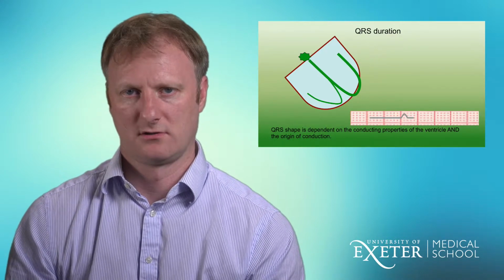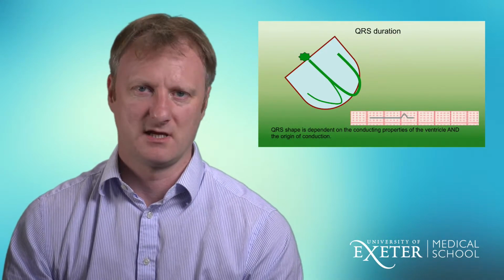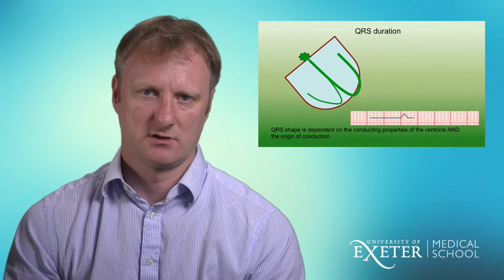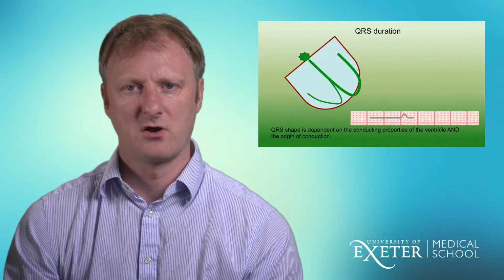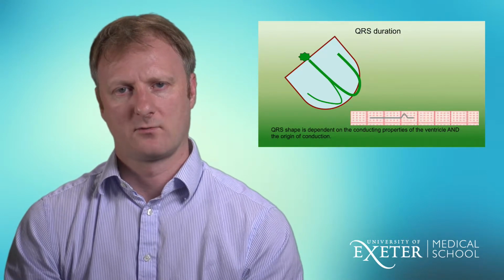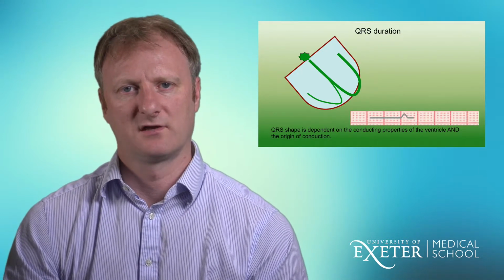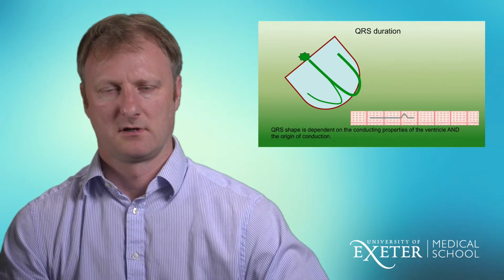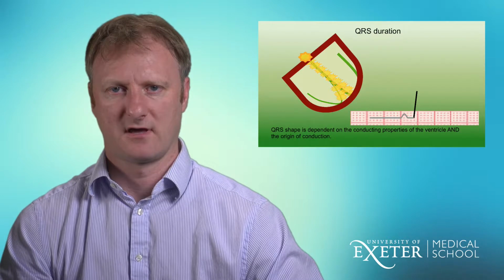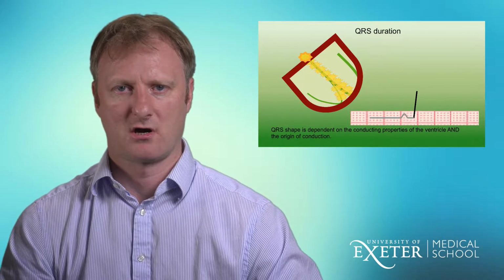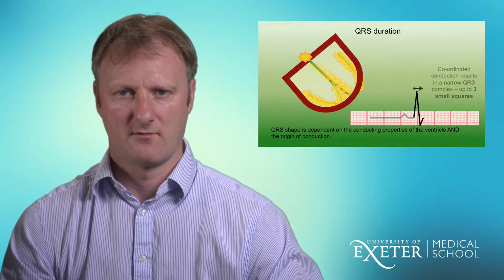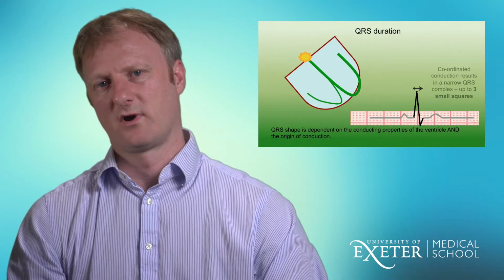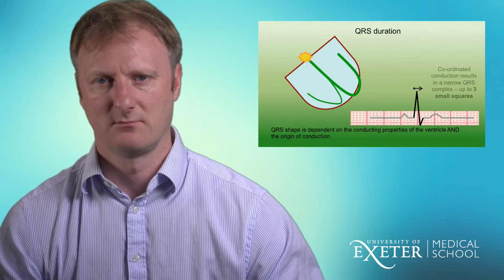the origin of the ventricular beat comes from, i.e., in a normal patient, the AV node will depolarize, and that will cause simultaneous depolarization of the left and right bundle. And as they depolarize together, the QRS is sharp and narrow. And the normal value is less than 3 small squares or 120 milliseconds.